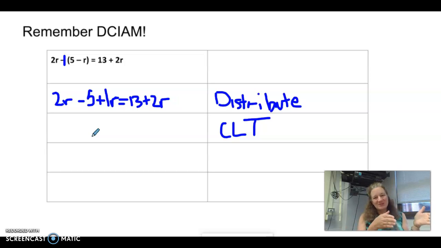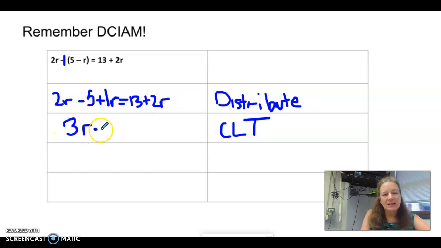So I'm going to combine like terms on the left-hand side. I have a 2r and a 5. Can't combine those. But I have 2r plus 1r, so that's 3r. Then I can't drop that 5. I got to keep it. -5 is equal to 13 plus 2r. Okay, that was my C.